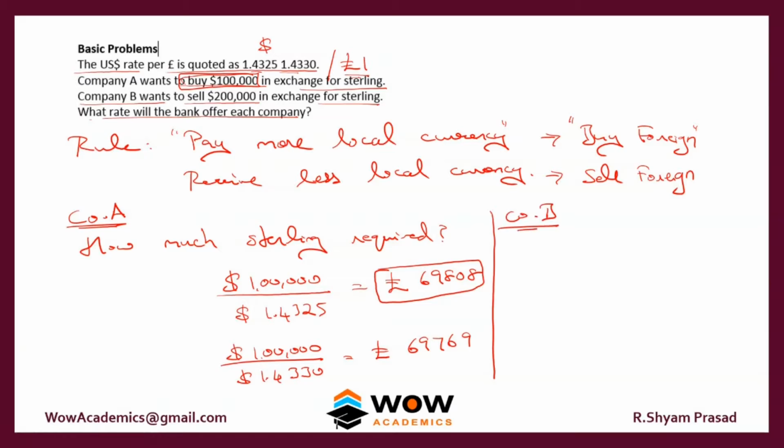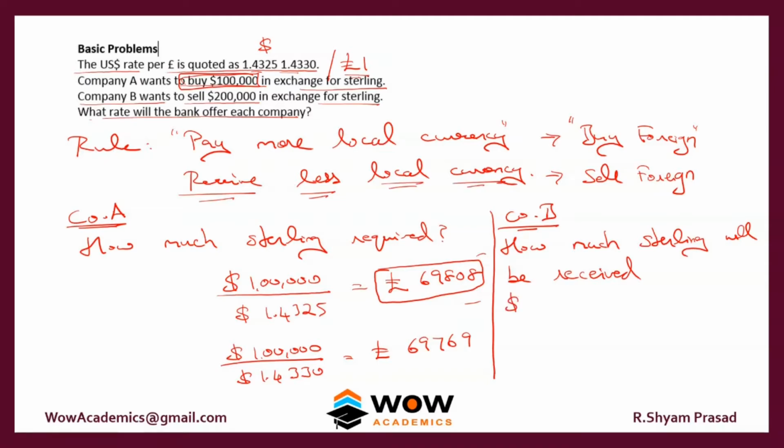Let's see what happened for company B. So company B, how much sterling will be received? That is the question. The company has $2 lakh and they are going to get sterling. As usual, the dollar is a higher number and the sterling is a lower number. So when you convert, the dollar should be a higher number and sterling a lower number, so obviously it's going to be a divide. If you divide, we'll get two answers, but which one do we select? The rule is receive less local currency.